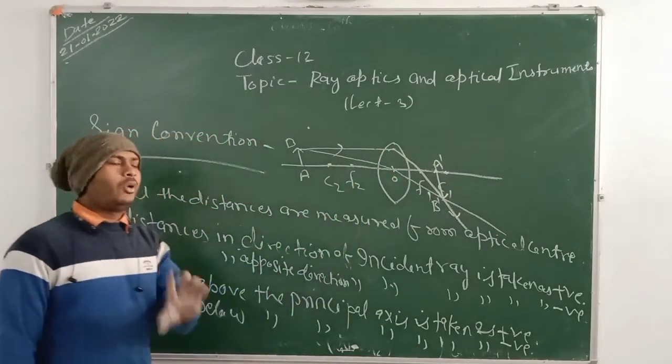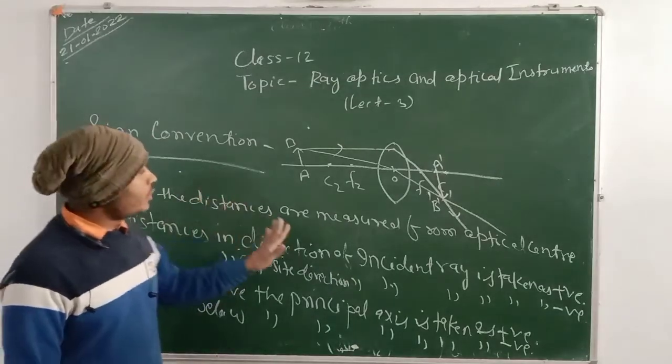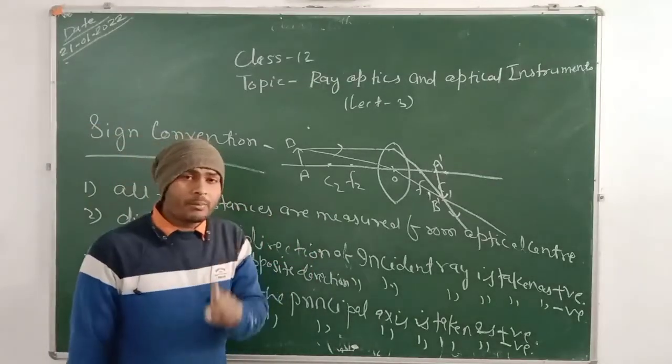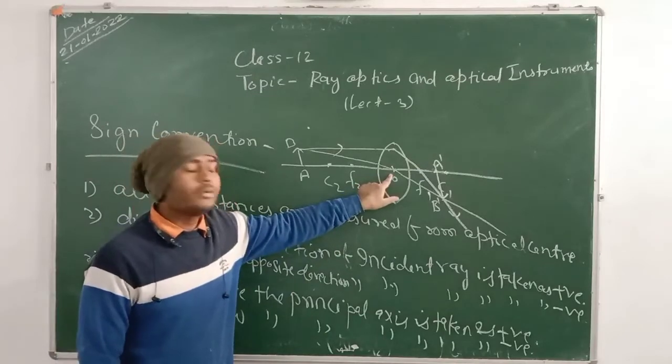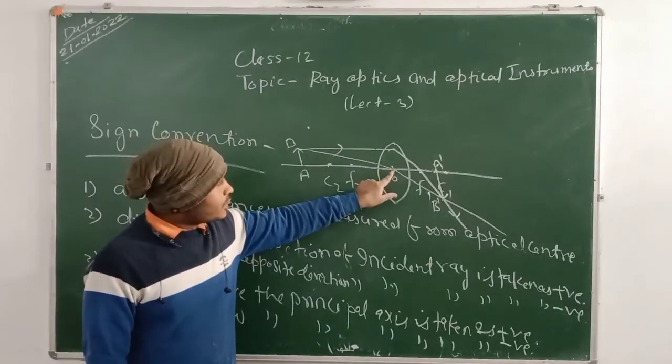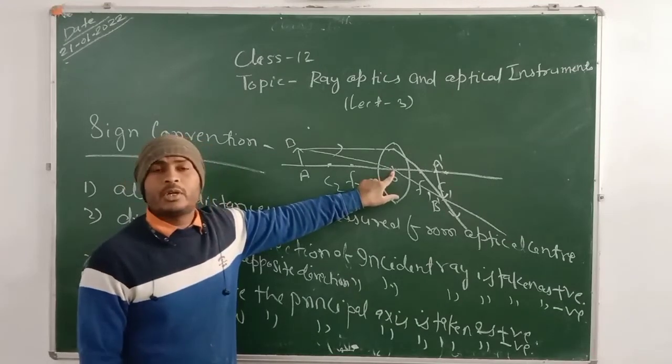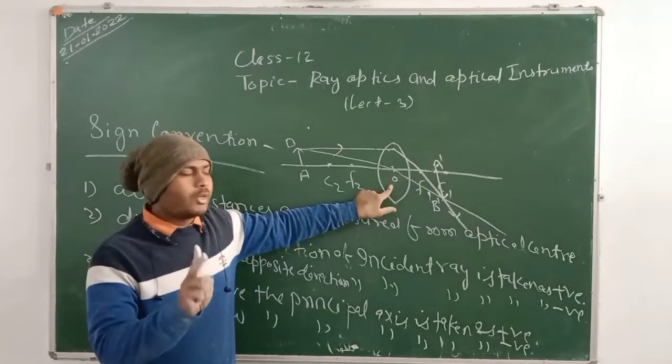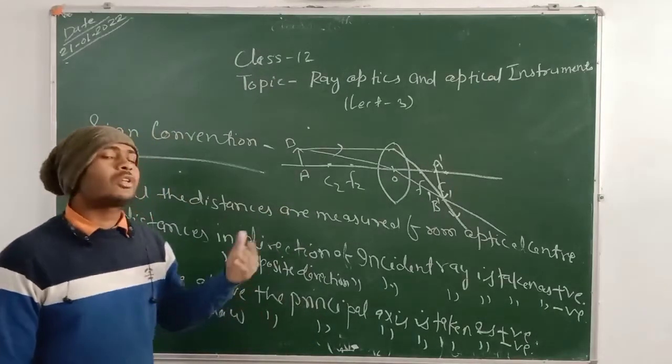First sign convention, look here, all the distances are measured from the optical center. Means we have to measure the distance from this point, which is the optical center. So first sign convention is all the distances are measured from the optical center O, and second one is the distances in direction of incident ray.